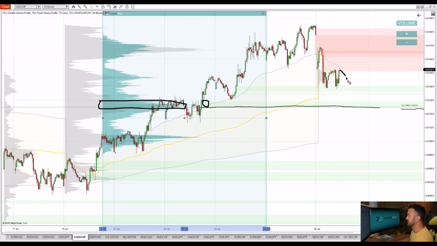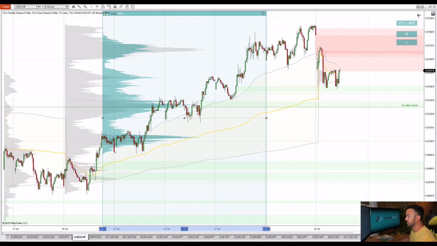Now we just need to see a pullback. When the price hits this level, I think that buyers who are adding to their long positions in here will want to defend this place because it was clearly important for them in the past, and they should push the price upwards from there again. All right, so that's the plan for the US dollar Swiss franc.